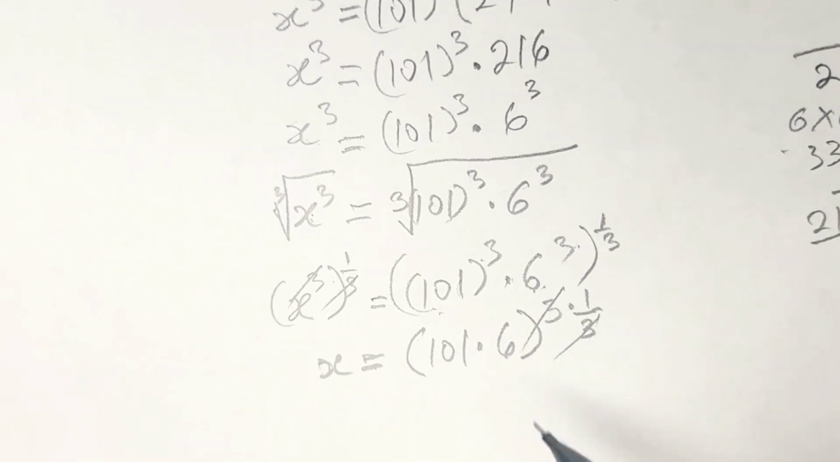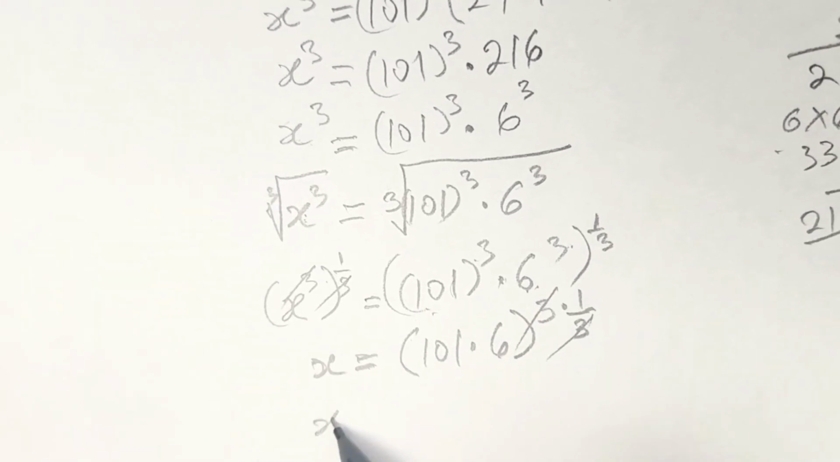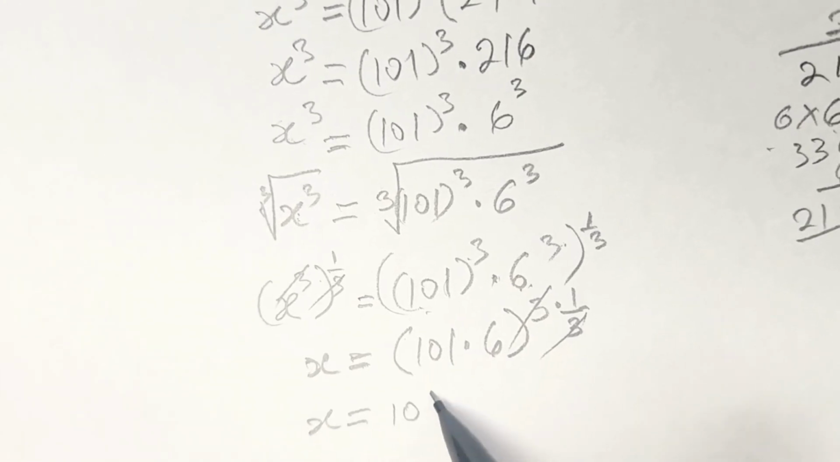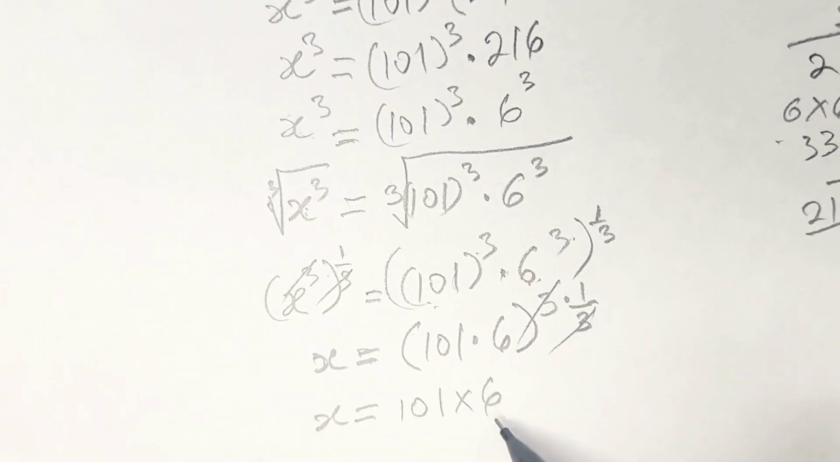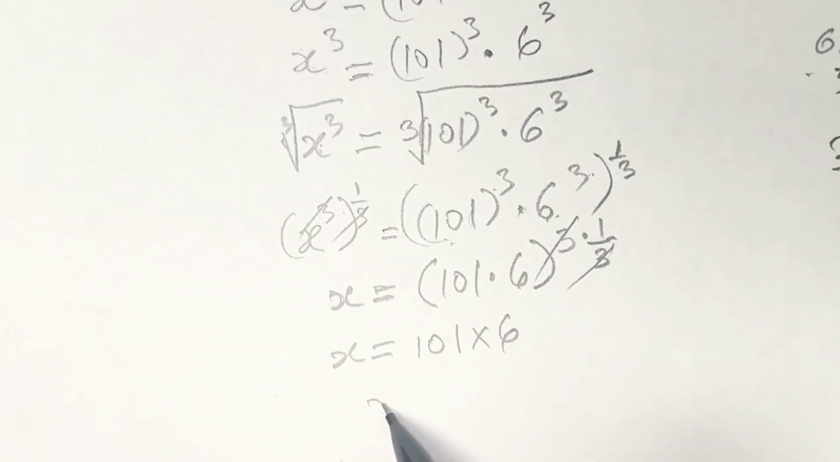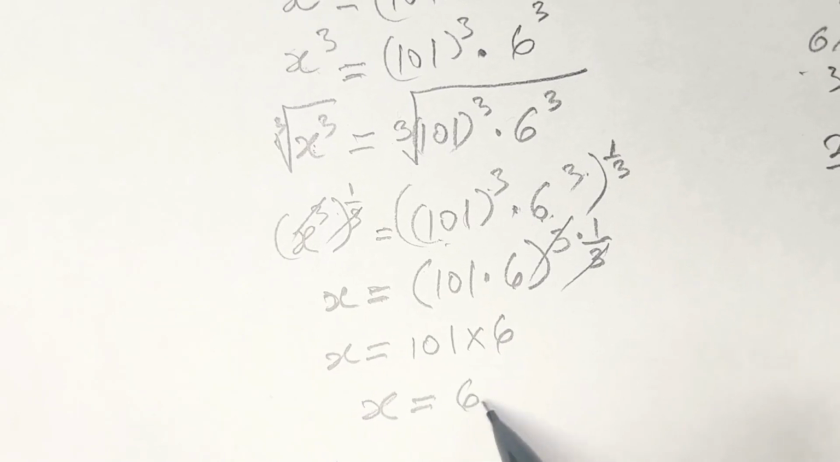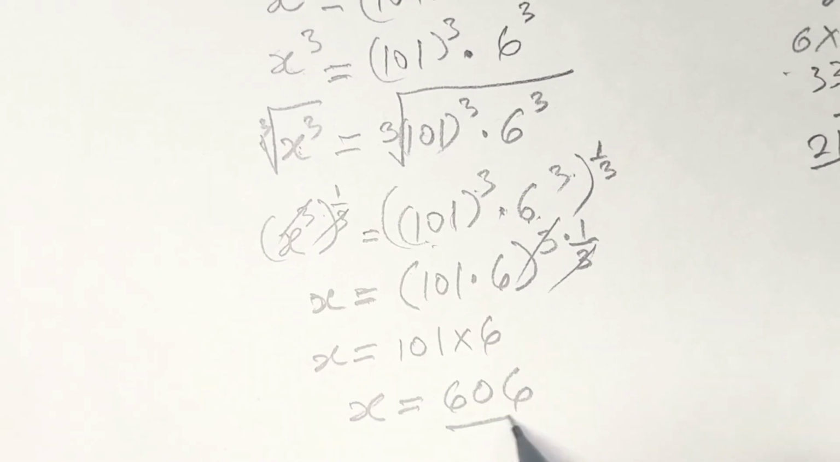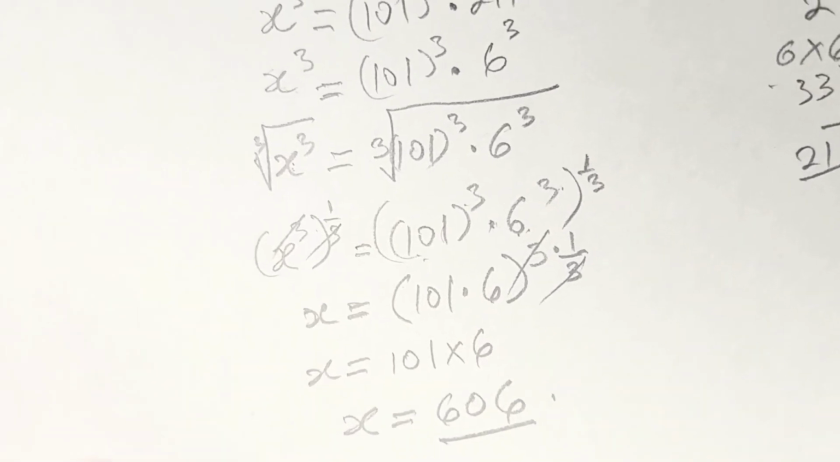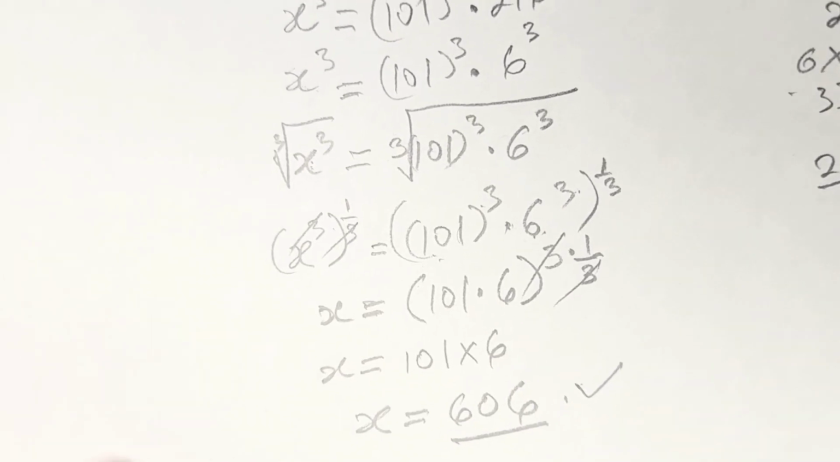So let's carry on with the calculation. So 3 cancels out there. We have x equals 101 times 6. Therefore, x is equal to 606. And that is our answer.